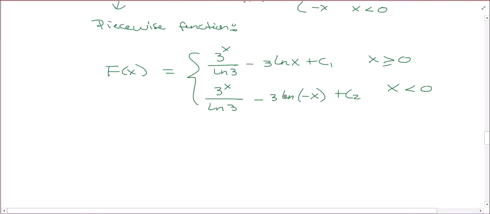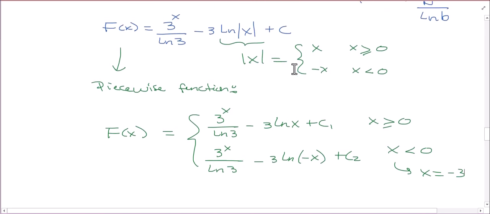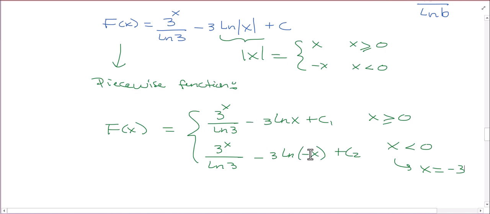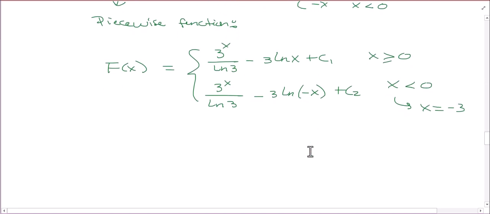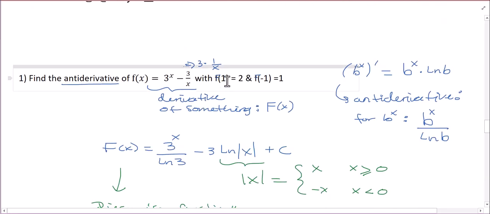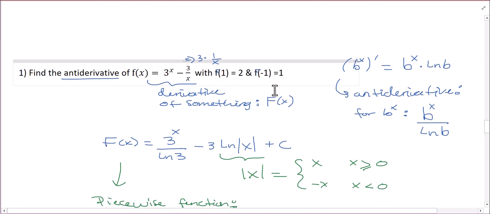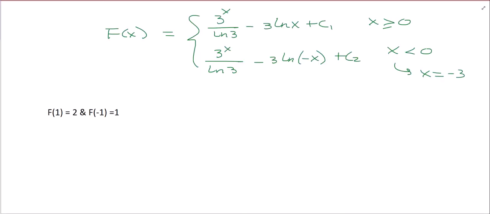I know you're concerned, you're like, wait, why? I thought you couldn't have a negative. We don't, right? Negative x. x is less than 0, so that means x is a negative number already. Like x could be negative 3. So then you have natural log of negative of negative 3, which will actually be positive 3. So we're just using the definition of the absolute value of x as a piecewise function to rewrite this as a piecewise function. And now we can use our initial conditions. Our initial conditions were that f of 1 is equal to 2 and f of negative 1 is equal to 1. So let me copy those. So here are our initial conditions.